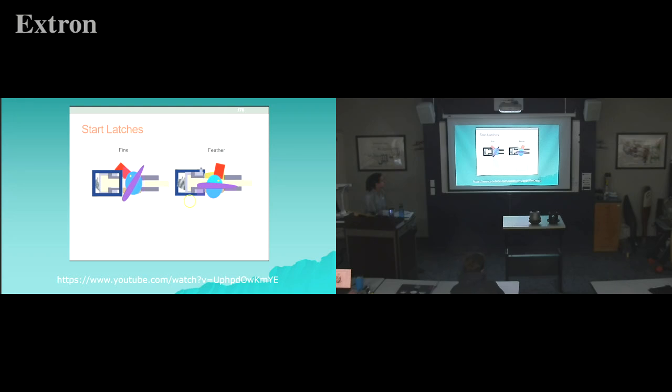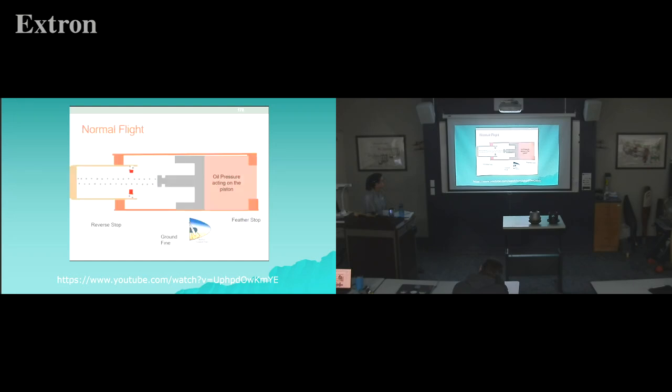So what would be desirable would be, if we were on the ground, when we deliberately shut the engine down and close the aircraft off for the night, that the propeller doesn't go beyond, say, superfine. So how can we do that? Well, we do that with start latches. Okay, so here I have a propeller, and it's in flight, and this is the piston that's changing the prop pitch. This is the oil pressure, and these are the start latches.